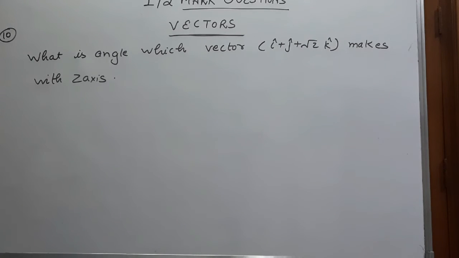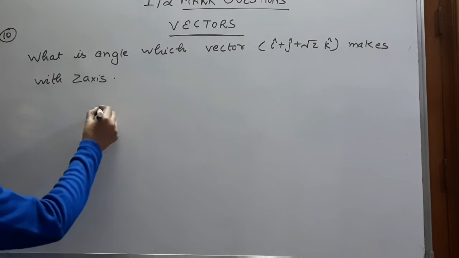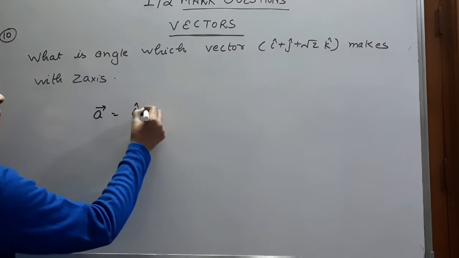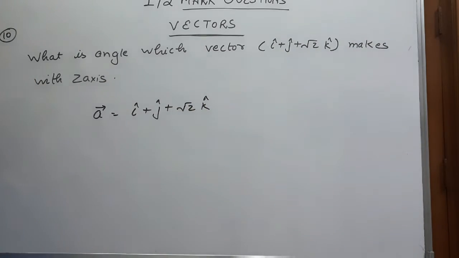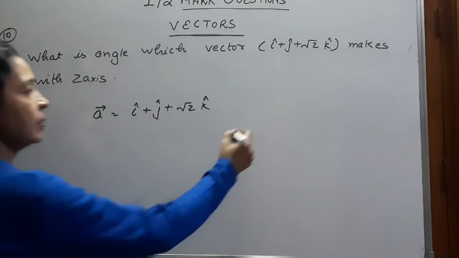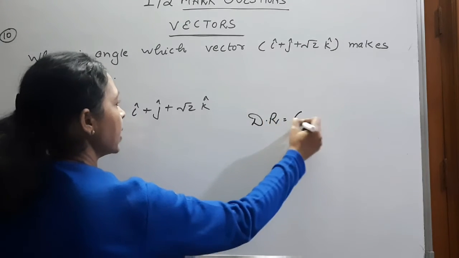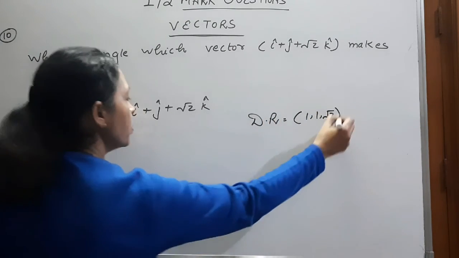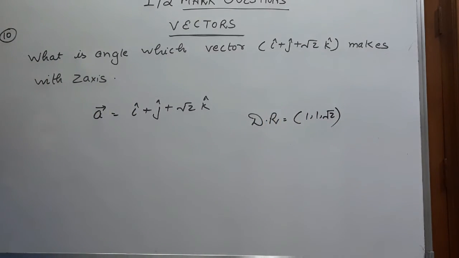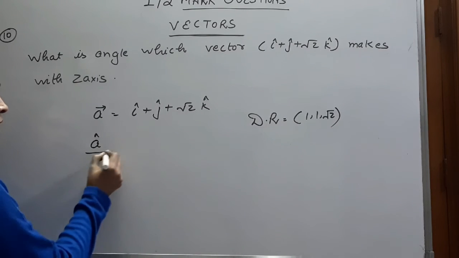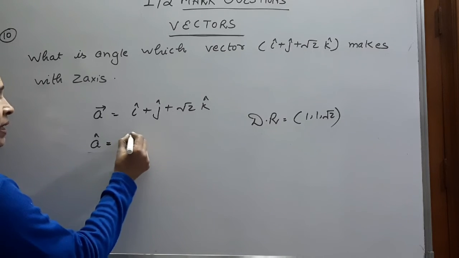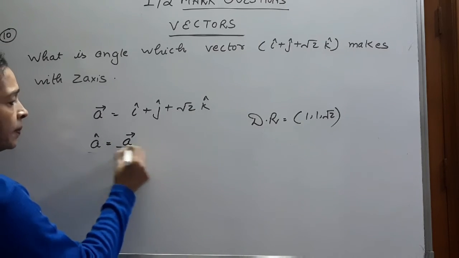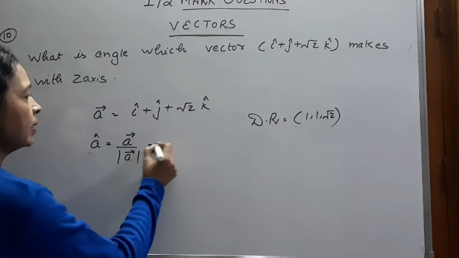What is the angle which the vector i cap plus j cap plus root 2 k cap makes with the z-axis? We have vector A as i cap plus j cap plus root 2 k cap. What are the direction ratios of vector A? The direction ratios of vector A are 1, 1 and root 2, the components of i cap, j cap and k cap. Now, if we change it into a unit vector, that is A cap, it is vector A upon magnitude of vector A.